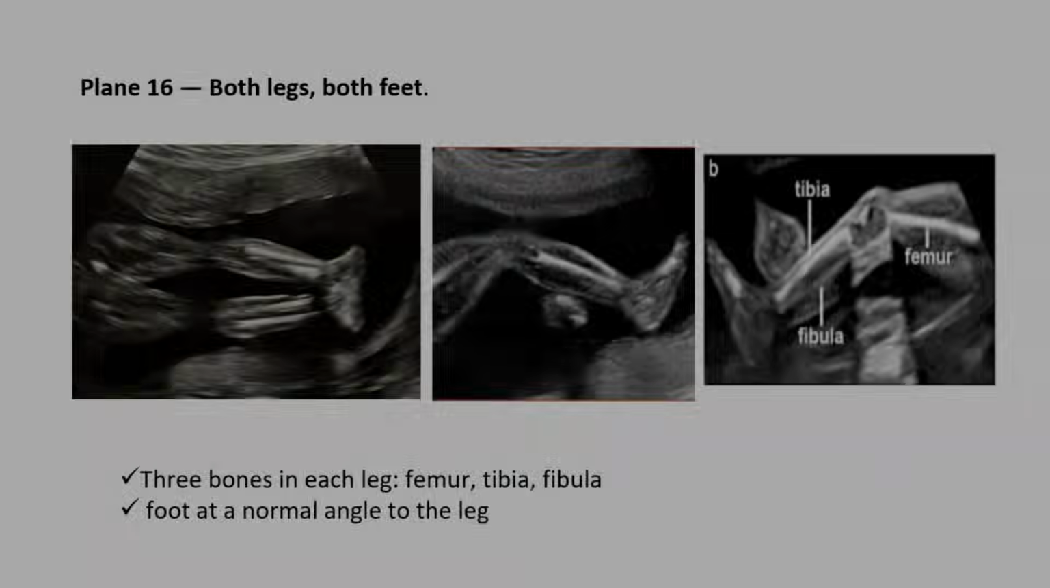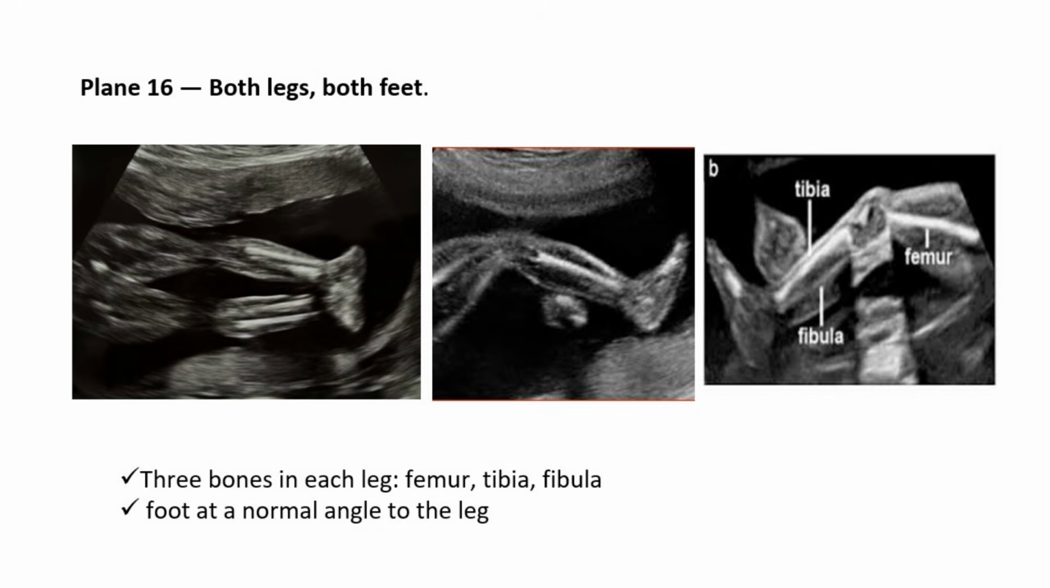Plane 16. Assess both legs and feet. Slide and angle to confirm 3 bones in each leg: femur, tibia, fibula, and the foot at a normal angle to the leg. If the foot is fixed in plantar flexion and inversion, consider talipes.